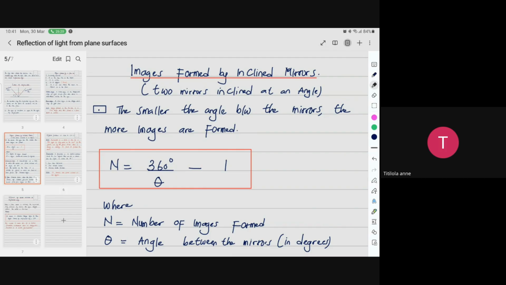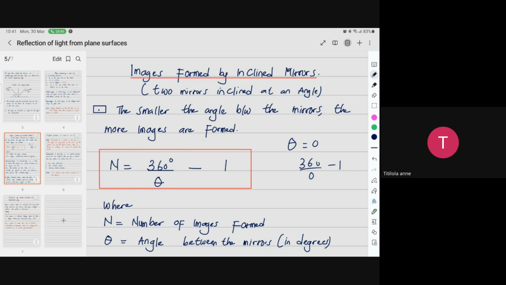So now imagine that the angle between the images, let's say we have an angle of theta equals 0. What happens? You have 360 over 0 minus 1. Anything divided by 0 will give you what? It will blow up your calculator. It's going to throw up an error for you, which means it's what? Infinity. So when the angle between two images is 0, what happens?